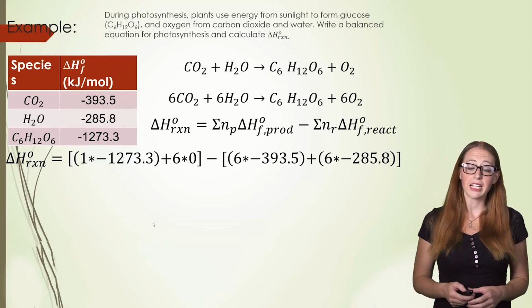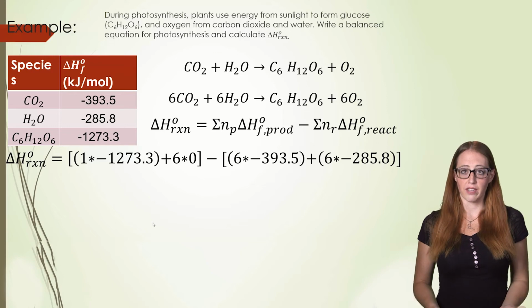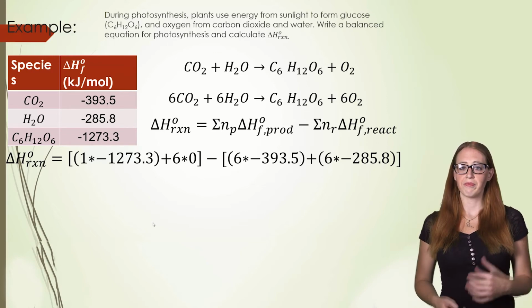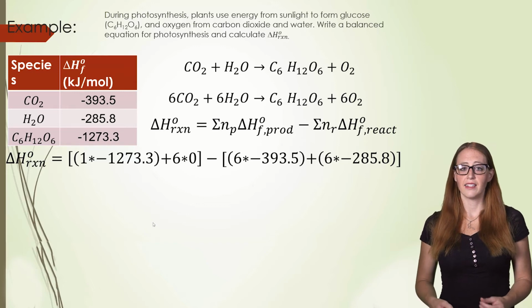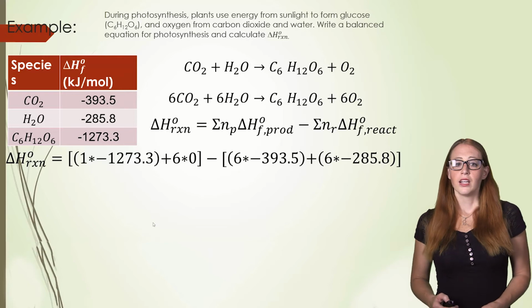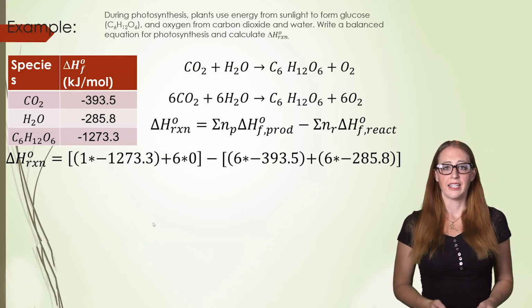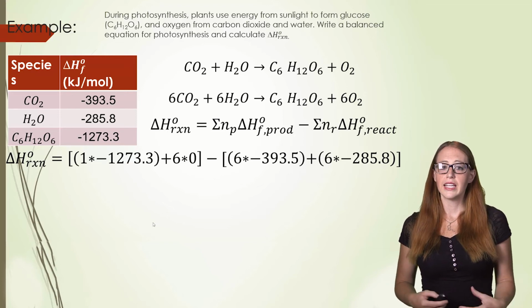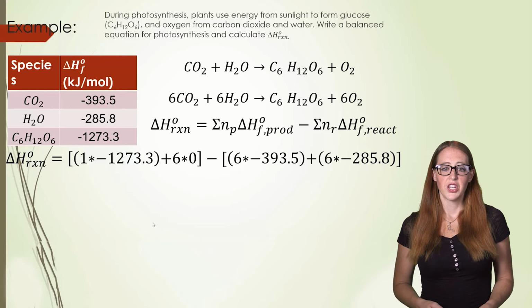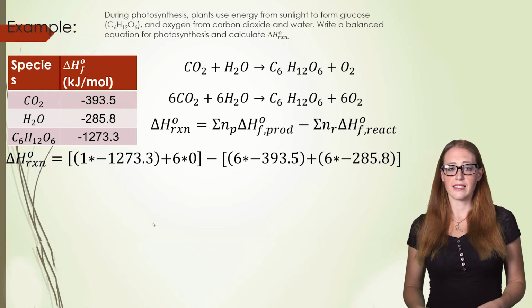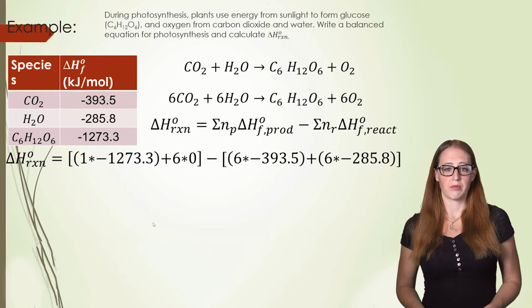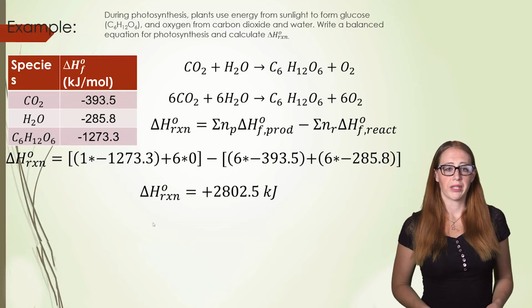And you might be saying, but you didn't give us the delta H of oxygen. Remember what I said about an element in its standard state. Oxygen's a diatomic gas. It's in its standard state, it's going to be 0. So that's why I wrote in the 6 times 0. Of course, you wouldn't need to write that in, but it's my reminder to you that it's equal to 0. Now you subtract off your reactants. So we have 6 carbon dioxides and 6 waters. So each of those get subtracted off. And we come up with our final value.